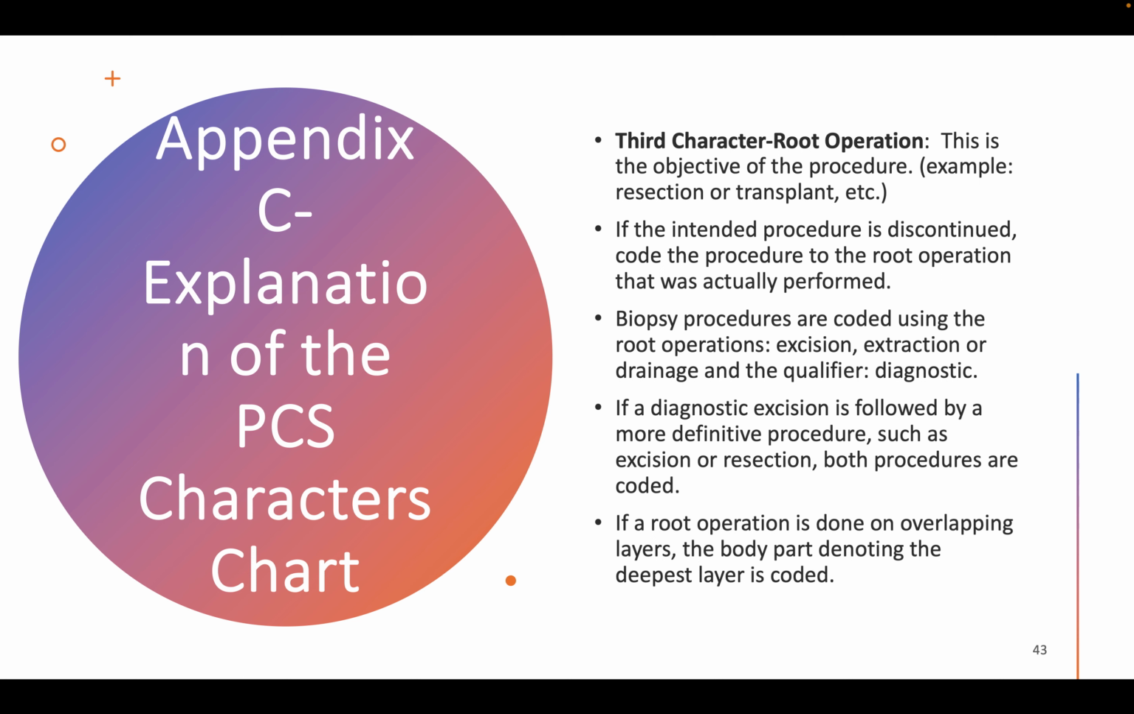Appendix C, I still have the explanation of the PCS characters chart. The third character is the root operation. Examples are resection or transplant. If the intended procedure is discontinued, you get the patient back there, they're starting to do something, you're going to do an operation, then they start having a seizure, or maybe they go to intubate them and they aspirate. So the procedure is stopped. You would code the procedure to the root operation that was actually performed. So how far did they get in the actual procedure before they had to stop it? That's what you would code the procedure to.